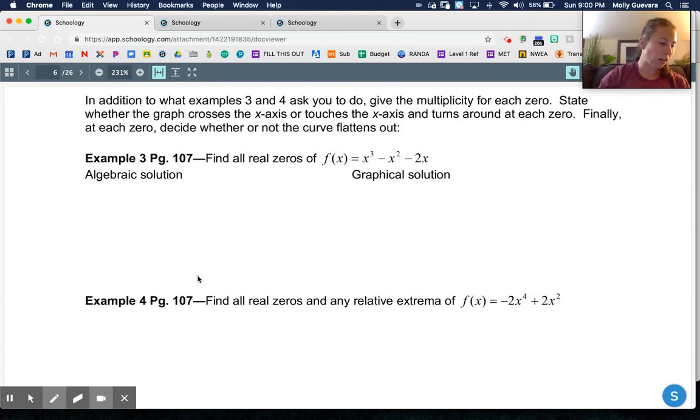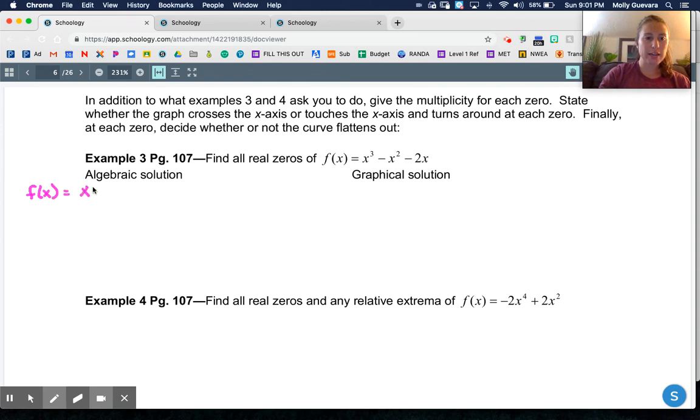So we're just going to draw it and go with it, okay? So find all the real zeros of this, and we want the algebraic solution. Well, the first thing that I see is that I can factor out an x, right? I have an x cubed, an x squared, and an x. So I'm going to factor out an x.